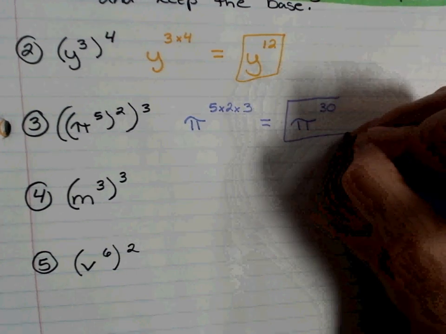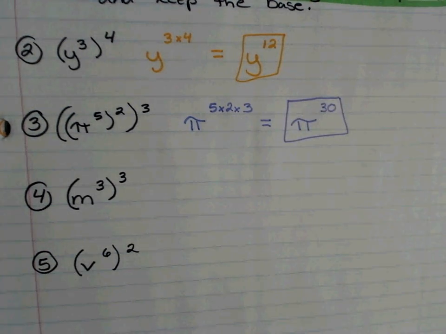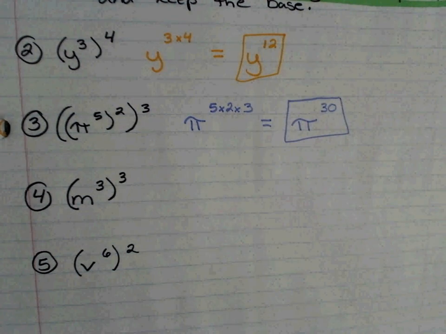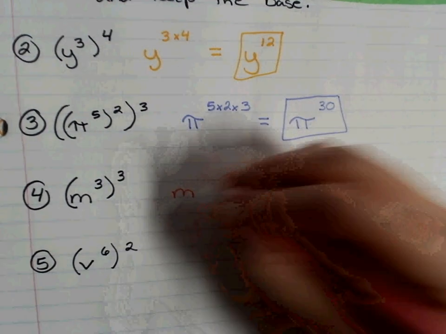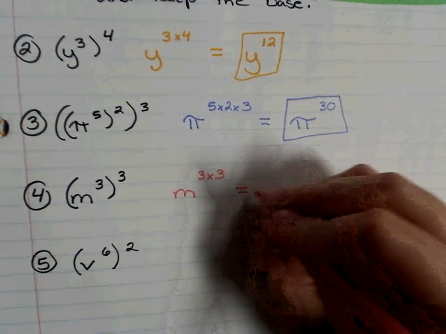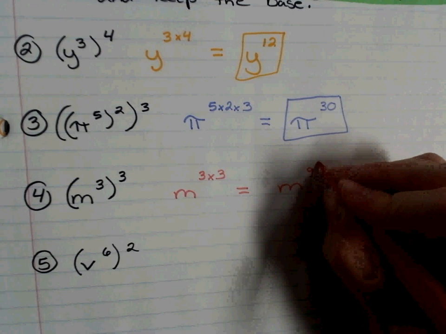Can I ask the fourth one? Go ahead, Arham. It's m to the 9th power. M to the 9th power is correct. So again, all you're going to be doing is keeping the base the same, and it's going to become 3 times 3 for the exponent. You get m to the 9th power.